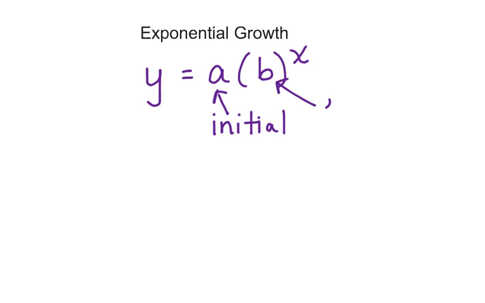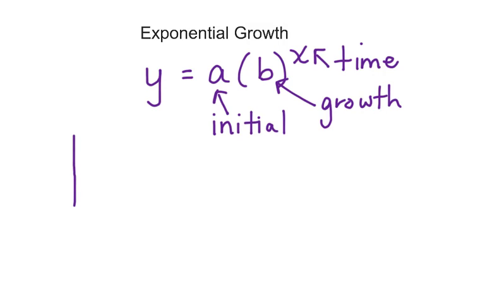B represents the growth factor, and x represents the time that we're working with. Whenever you have an exponential growth function, the growth is going to continue to go up and up and up and up.